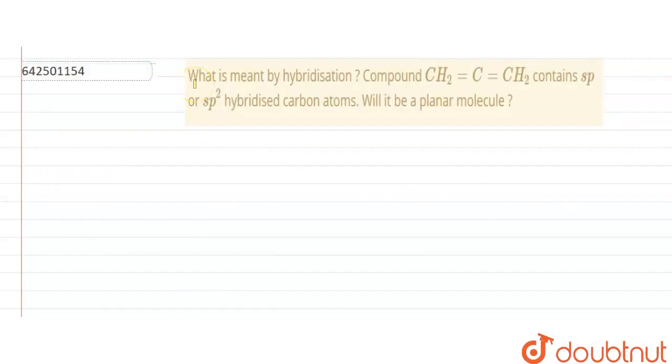Okay, so hello everybody. Now this question over here says that what is meant by hybridization? Further it is saying that this particular compound contains sp or sp2 hybridized carbon atoms. So we have to find the hybridization of the carbons available over here and then tell what is a planar molecule. So we basically have three parts in this question. So let us begin with the first one, which says what is meant by hybridization.